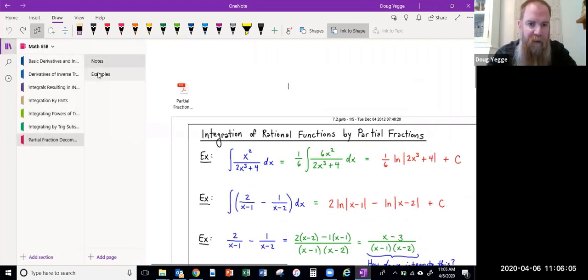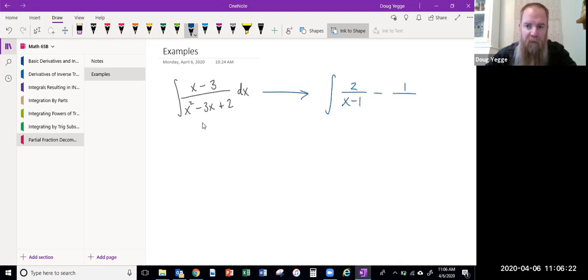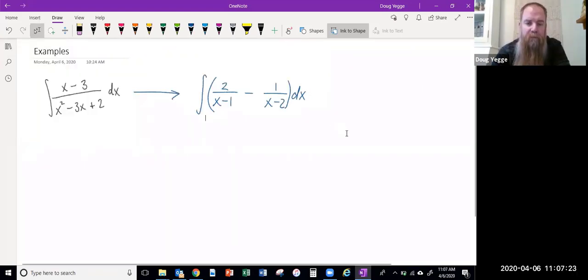And that's why we're going to go back to this example. We're going to try to find the way that we're going to be able to rewrite this as the integral of 2 over x minus 1 minus 1 over x minus 2 dx. If I could rewrite it in this form, then it would look a lot easier. Or it would integrate a lot easier, I should say.